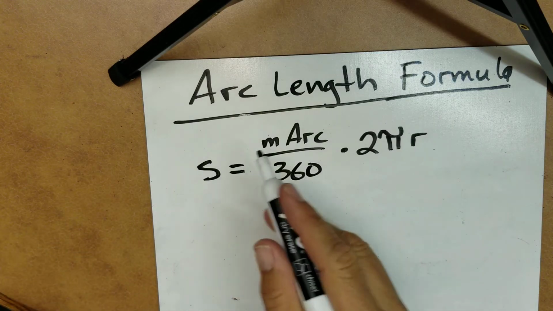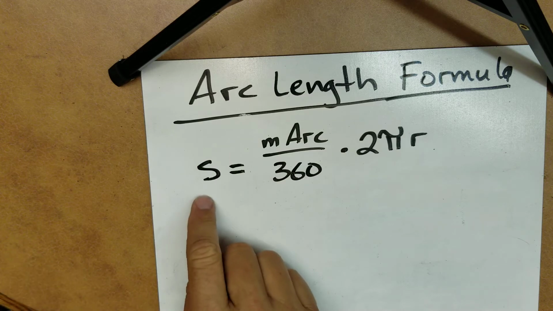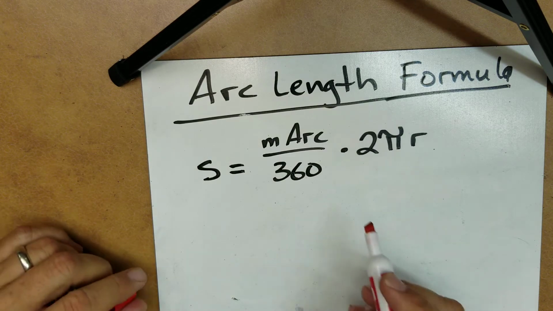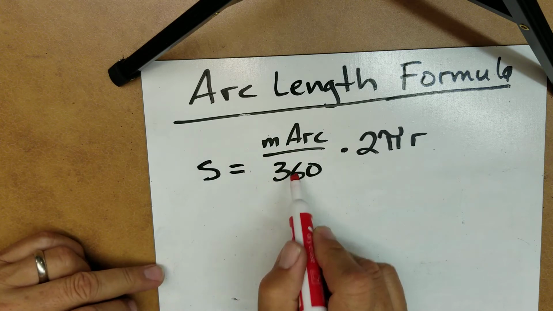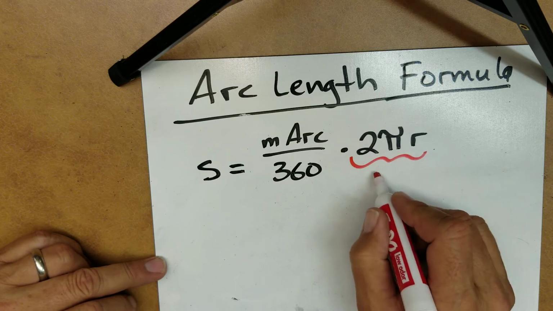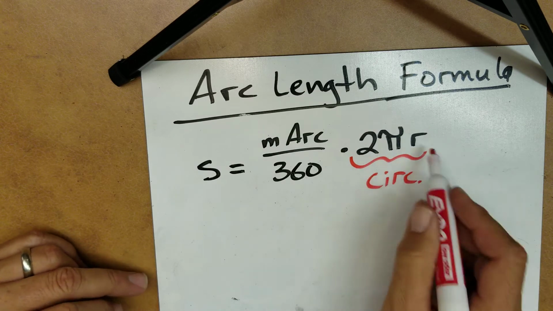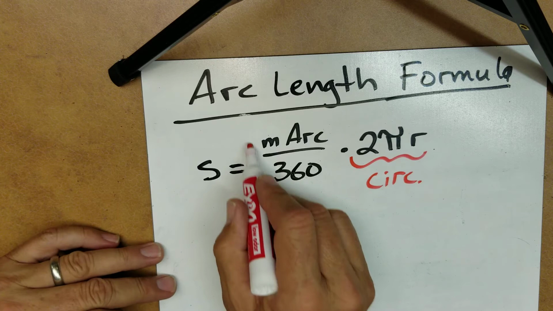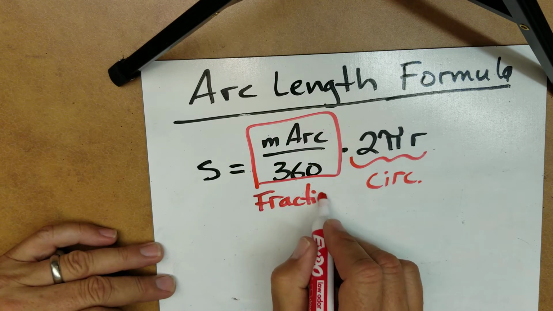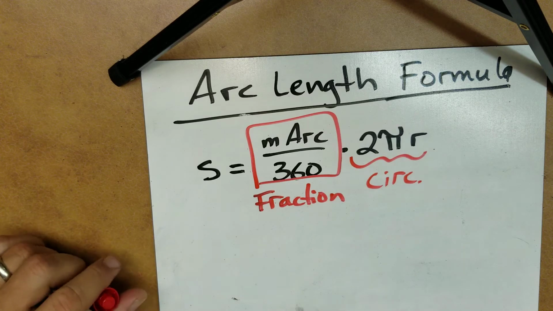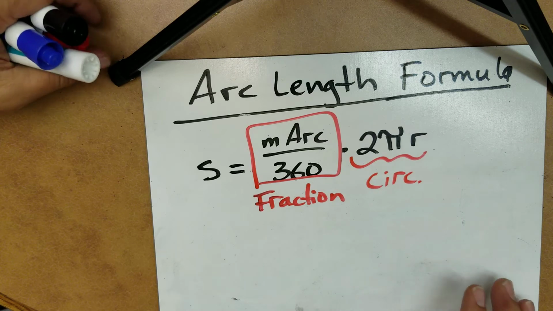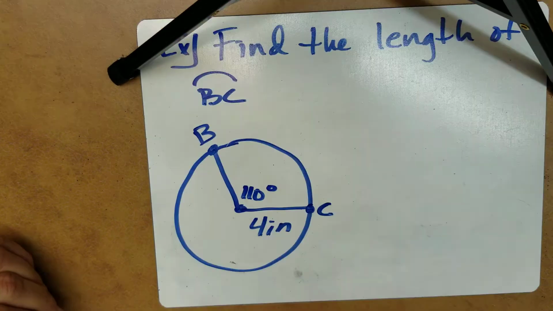All right, here we go. Arc length formula. For some reason they use S. I don't know what that reason is, but it's a pretty simple formula. You should write it down. The measure of the arc divided by 360 times 2 pi r. But let's break this down. Isn't this the circumference? That's the circumference of the circle. And isn't this the fraction of the circle we're looking for? Look, it really is that easy. Not very complicated at all. This is the formula. Plug it into the formula and you'll get it. Let me show you an example.